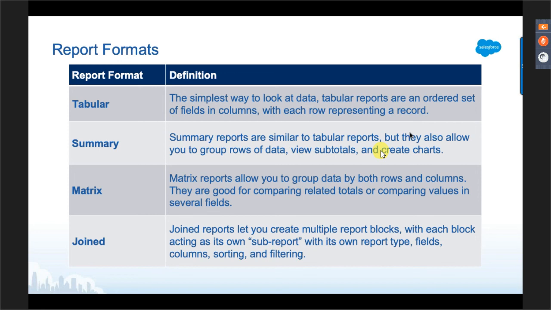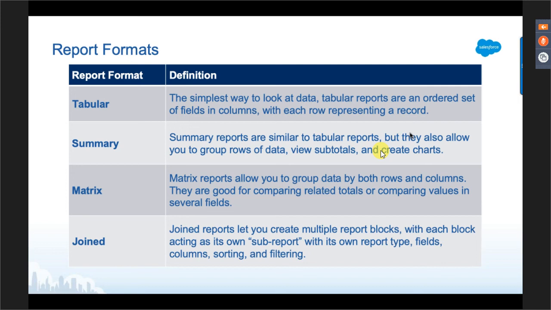Now, once that has been done and built, we are going to use report formats to build reports out for our end users. There are 4 types of report formats that we can build: your tabular, your summary, your matrix, and your joint. For each one, you should have an example of why you would use or build one type versus another.